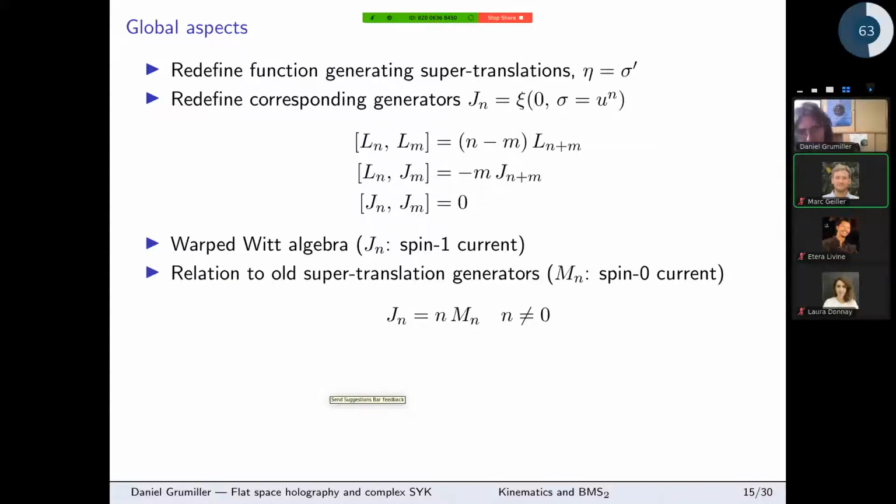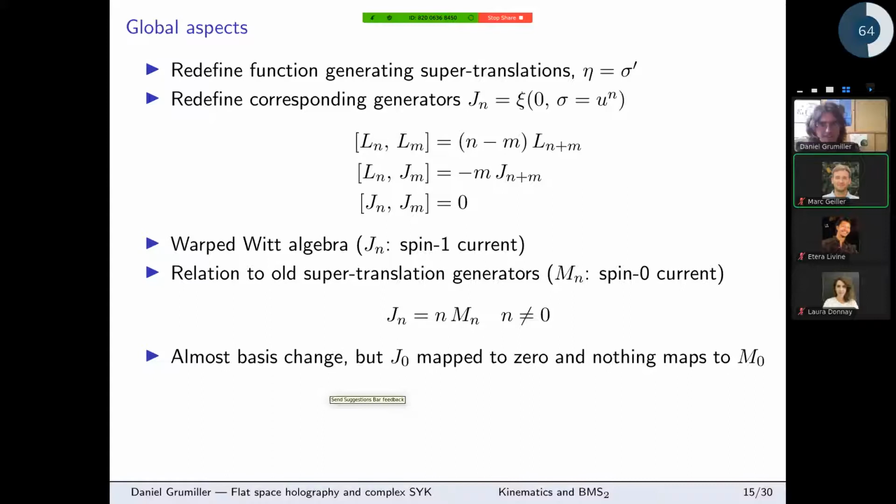The relation to the old super translations is as follows. M_n are the old super translations, the spin 0 current, and the J_n are just n times M_n, as long as n is not equal to 0. So this is almost a basis change. You can map all the J_n's to M_n's and vice versa, as long as n is not 0. But you cannot map the zero modes, because J_0 is mapped to 0 by this map, and nothing maps to M_0. That's again a consequence of the fact that you have this differentiation appearing here.